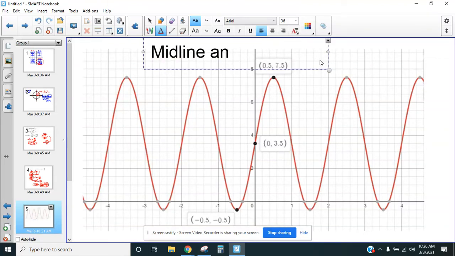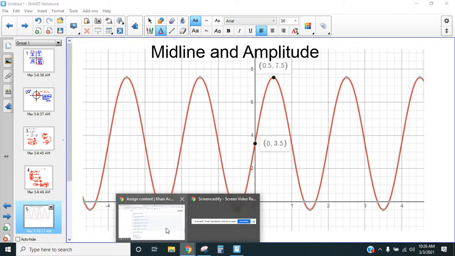Midline and amplitude. Midline and amplitude. What was that, a notebook paper? It's good. That's pretty common.